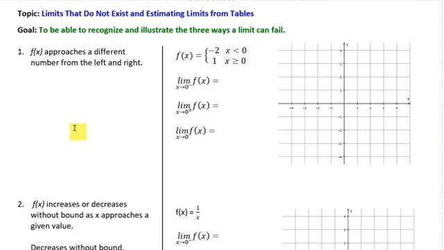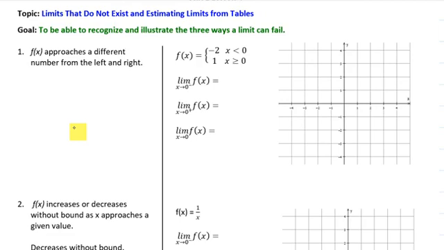So there are three ways that a limit can not exist. The first one is if f of x approaches a different number from the left and the right. And we saw this yesterday in our lesson. So we've got a function here, f of x equals -2 when x is less than 0 and 1 when x is greater than 0.